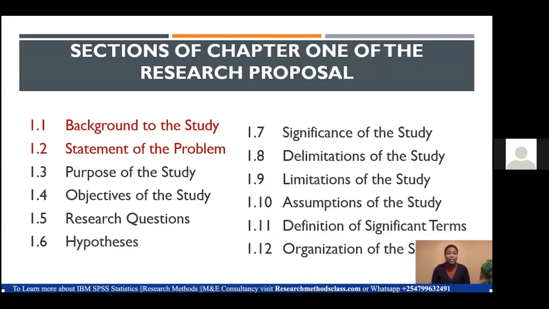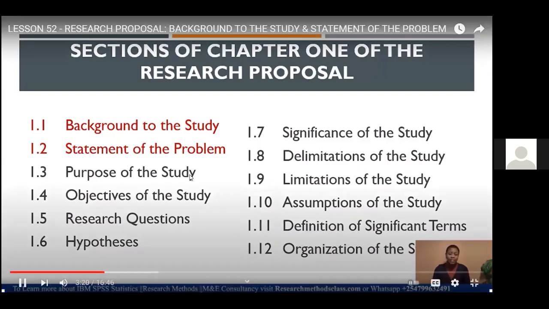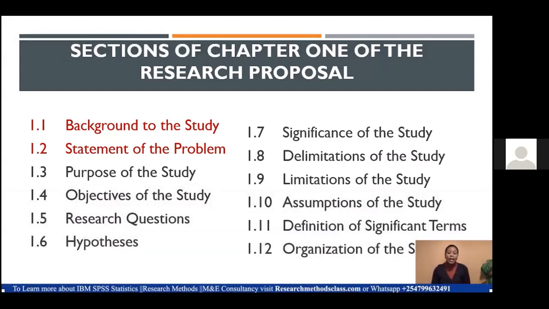1.1 is background to the study, and it is not background of the study. Background to the study, then statement of the problem, purpose of the study, objectives of the study, research questions, hypothesis, significance of the study, delimitations of the study, some will call it scope, limitations of the study, assumptions of the study, definition of significant terms, and organization of the study.